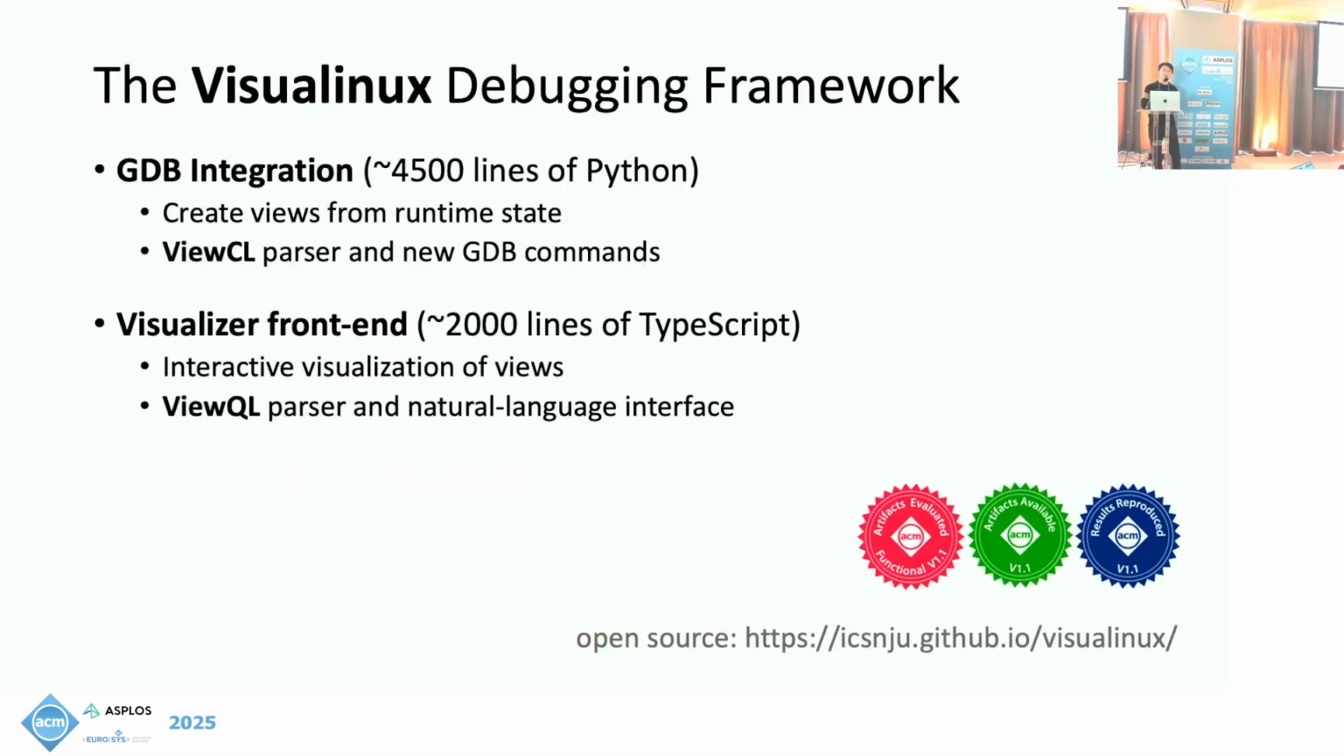We implement our idea in a prototype tool called Visual Linux. It consists of 2 parts: a GDB extension and the visualizer front end. In GDB, we provide some new commands to extract the views from the kernel runtime state and construct the views. The visualizer front end receives the views generated by ViewCL, and it provides ViewQL and the natural language interface to customize the views during the debugging session.